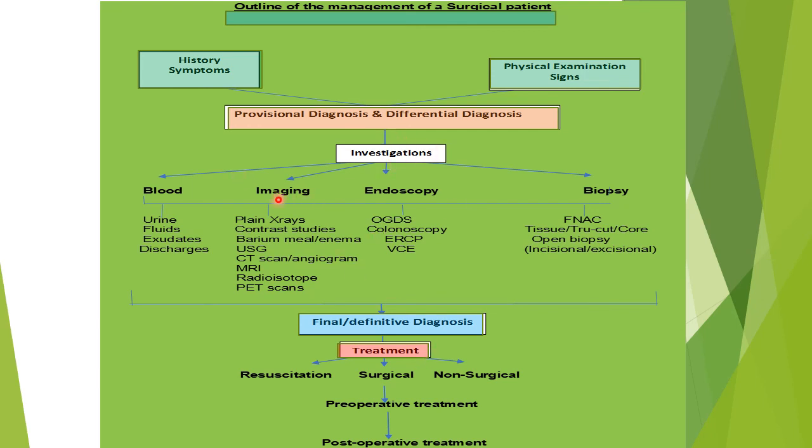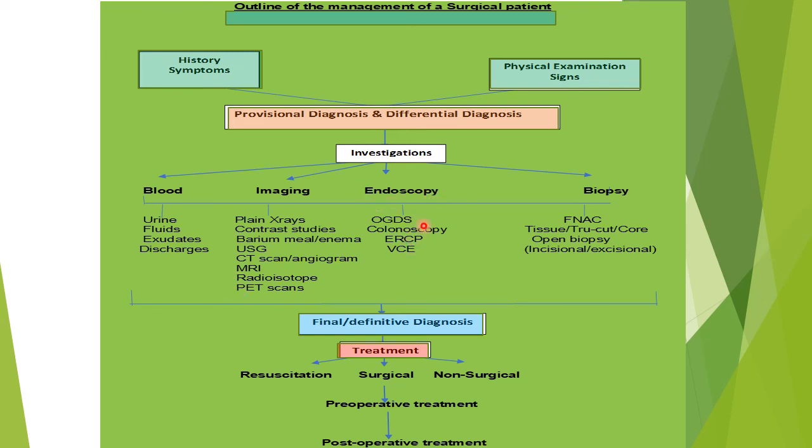Okay, this is a flow chart showing you the outline of management of a patient. First you take the history and physical examination, and come to a provisional and differential diagnosis. Then you subject the patient to a number of investigations like blood testing, urine, fluids, exudates and discharge. Then you go to imaging: plain X-rays, contrast studies, ultrasound scan, CT scan, MRI, radioisotope and PET scans. The first few, until ultrasound, most patients will be subjected to, and the others depending on the needs of the patient.